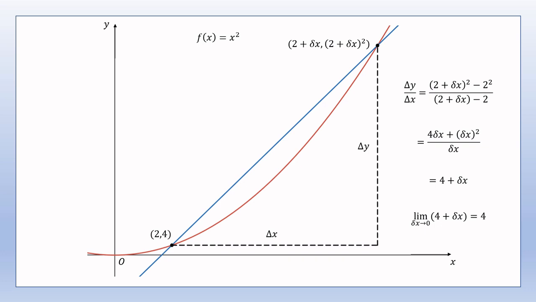So now, instead of using the specific point when x equals 2, we could just use a general point with coordinates x, x squared, and go through the whole argument again, but with x instead of 2, and get that the gradient of the curve, and of course the tangent line, at the point with coordinates x, x squared, is equal to 2x. Therefore, the function f of x equals x squared is differentiable at all points on its domain, and the gradient at a given point will be 2x.